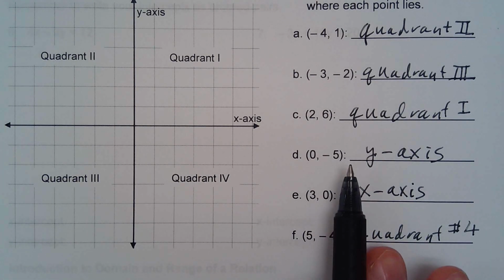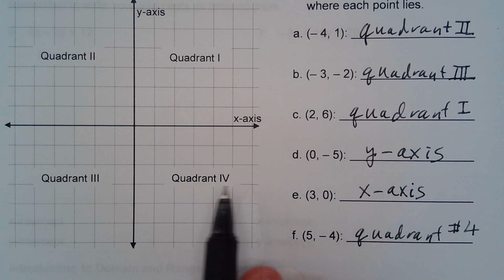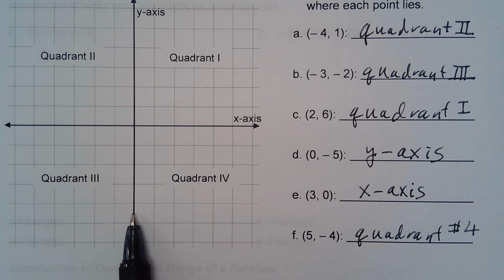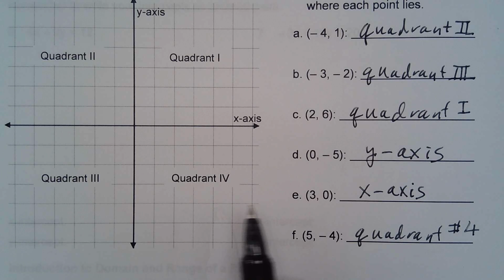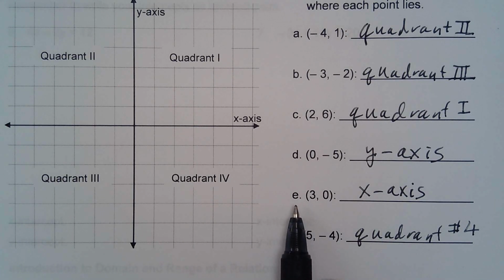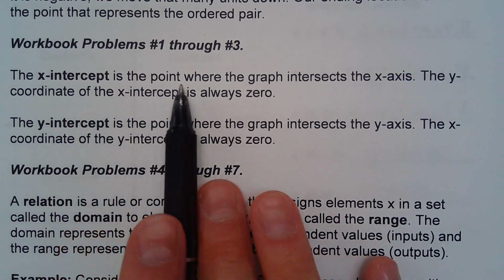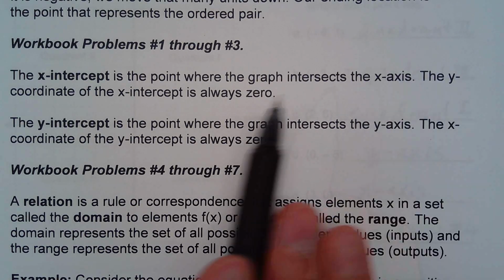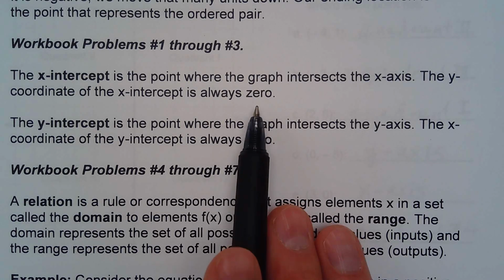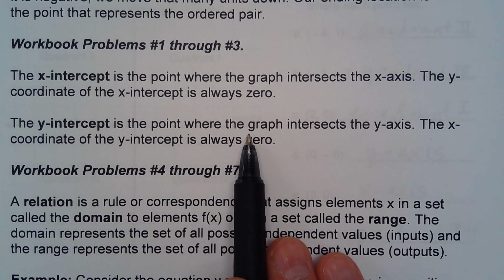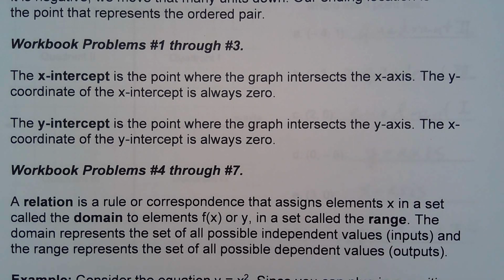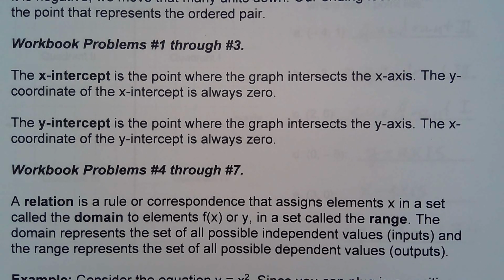We have a special name when the point lies on the y-axis. So this point 0, negative 5 is called the y-intercept. And a point that lies on the x-axis is called the x-intercept. If we go back to page 2, the x-intercept is the point where the graph intersects the x-axis. The y-coordinate of the x-intercept is always 0. Likewise, the y-intercept is the point where the graph intersects the y-axis. The x-coordinate of the y-intercept is always 0. So whichever intercept you're looking at, the opposite coordinate is 0.